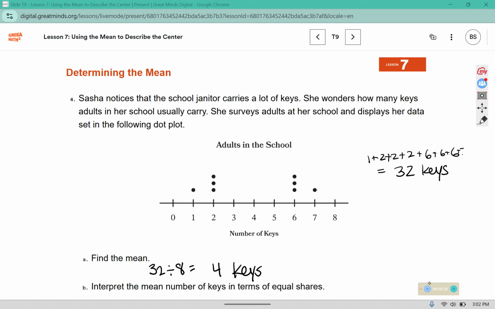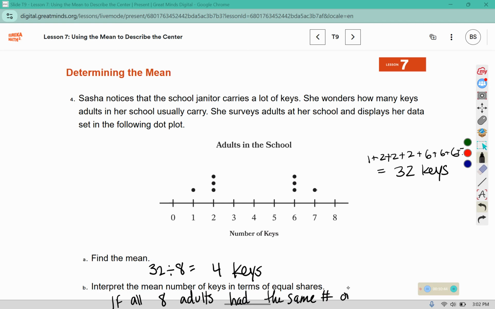And then we need to interpret the mean number of keys in terms of equal shares. If all 8 adults had the same amount of keys, they would each have 4 keys.